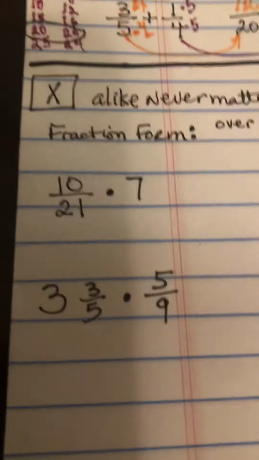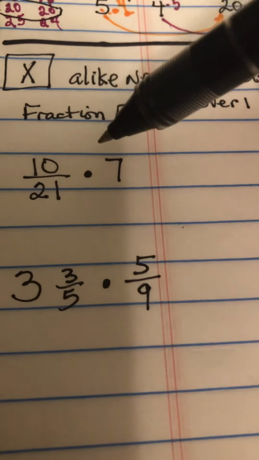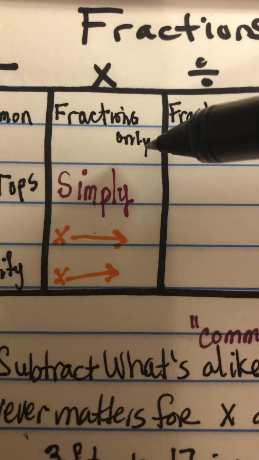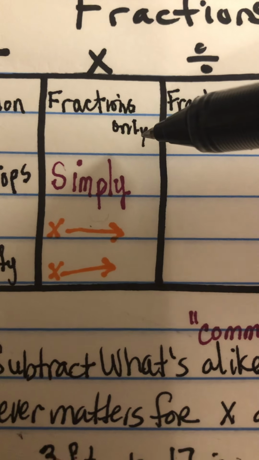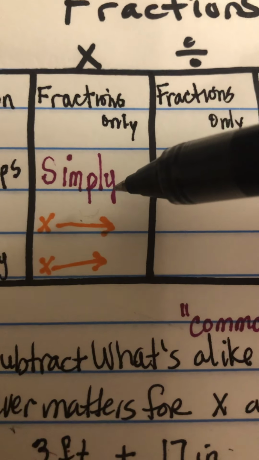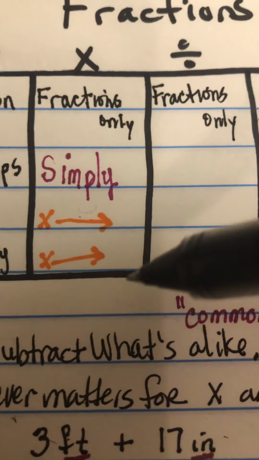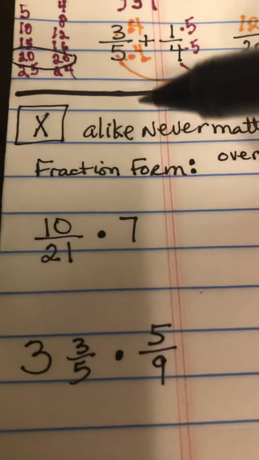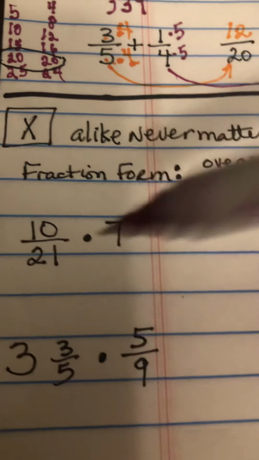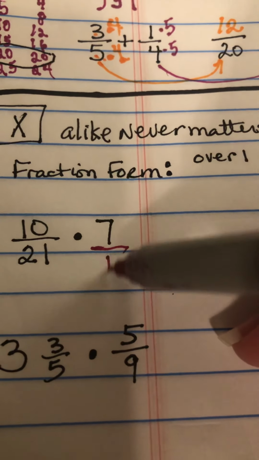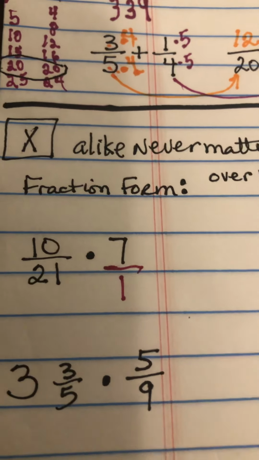All right, so let's do another one. Okay, so our rules were, let's go back and look at them. Make sure everything's in fraction only form. Simplify it before we multiply it. And then multiply straight across the top, straight across the bottom. So here we go. So we're going to get everything in fraction form. And that one's done just by putting that over 1.